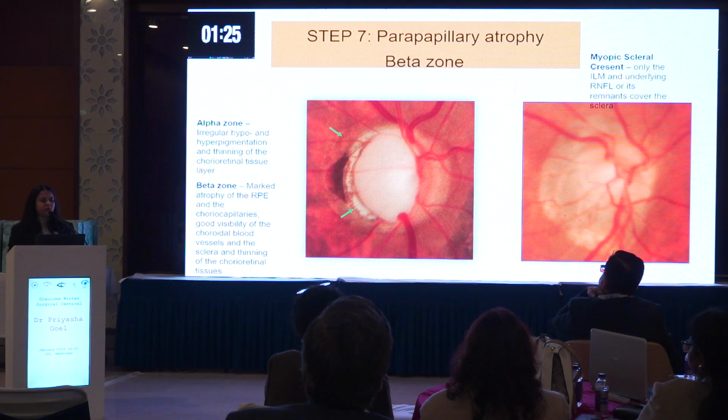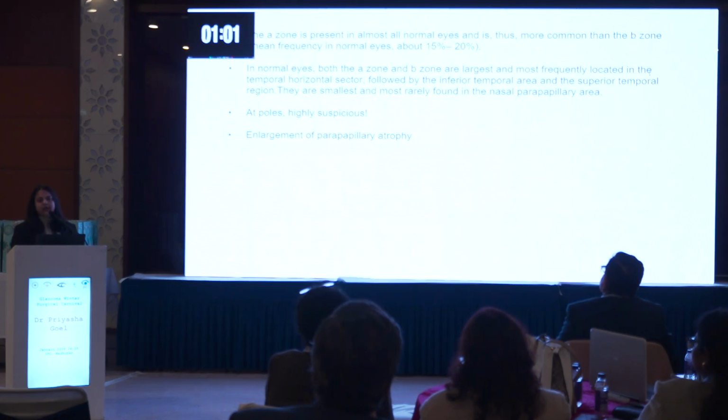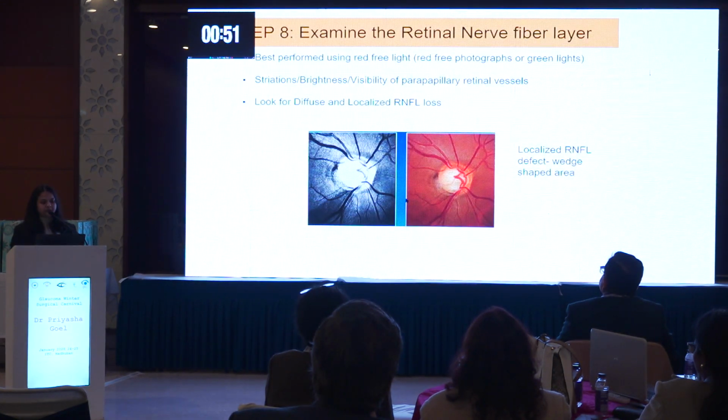Coming to the peripapillary atrophy, the alpha zone is present in almost all patients, which is irregular hypo or hyperpigmentation and thinning of the chorioretinal tissue layer. The beta zone is mostly associated with glaucomatous eyes, where there is marked atrophy of the RPE and choriocapillaris with good visibility of choroidal blood vessels and the sclera. If the beta zone is present in the poles or at the area where we suspect thinning, it is highly suspicious of glaucoma, and glaucoma is also associated with enlargement of peripapillary atrophy.